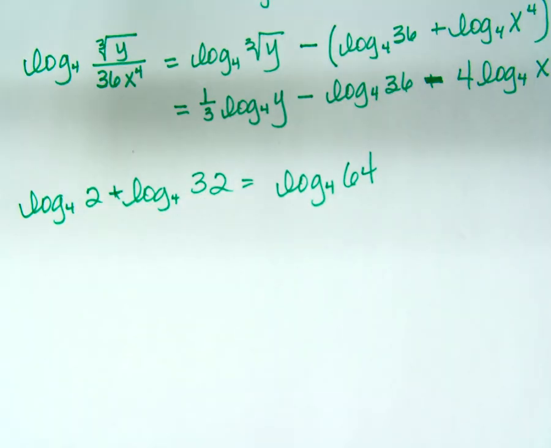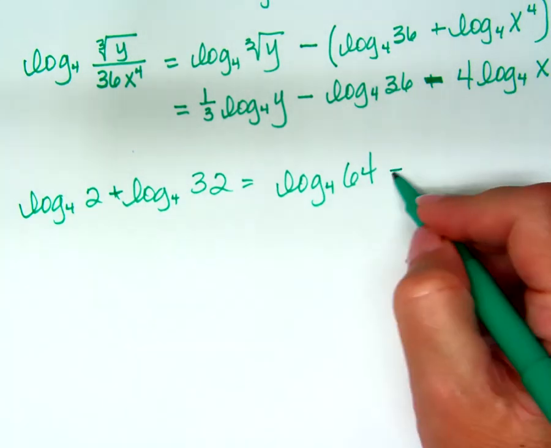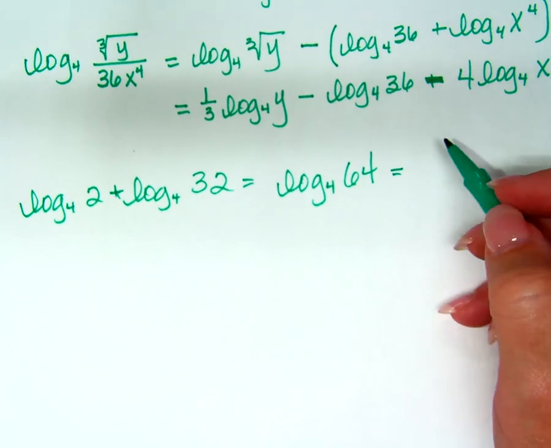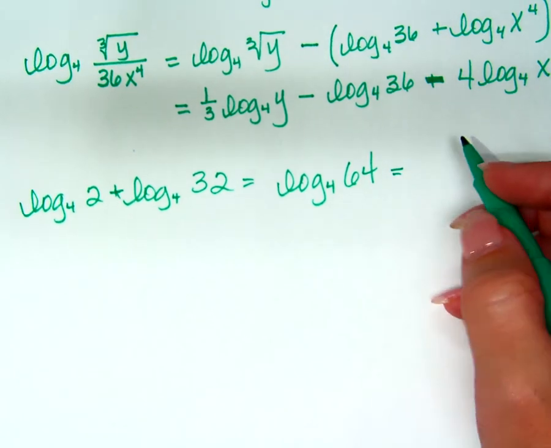It is not. Do you know why? So if you stuck it in an exponential, it would say 4 to what power equals 64? You could, or you could think about it with your brain. 4 to what power equals 64?